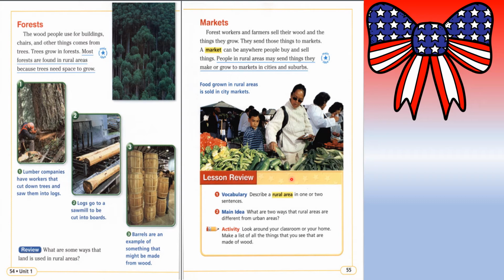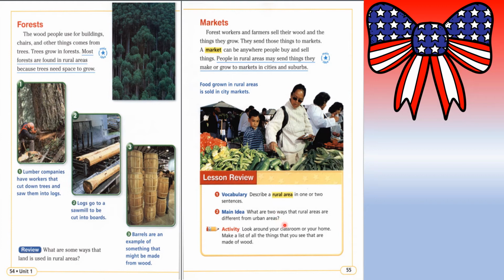Let's review. Vocabulary. Describe a rural area in 1 or 2 sentences. Think about what characteristics a rural area has. Lots of land, lots of trees.